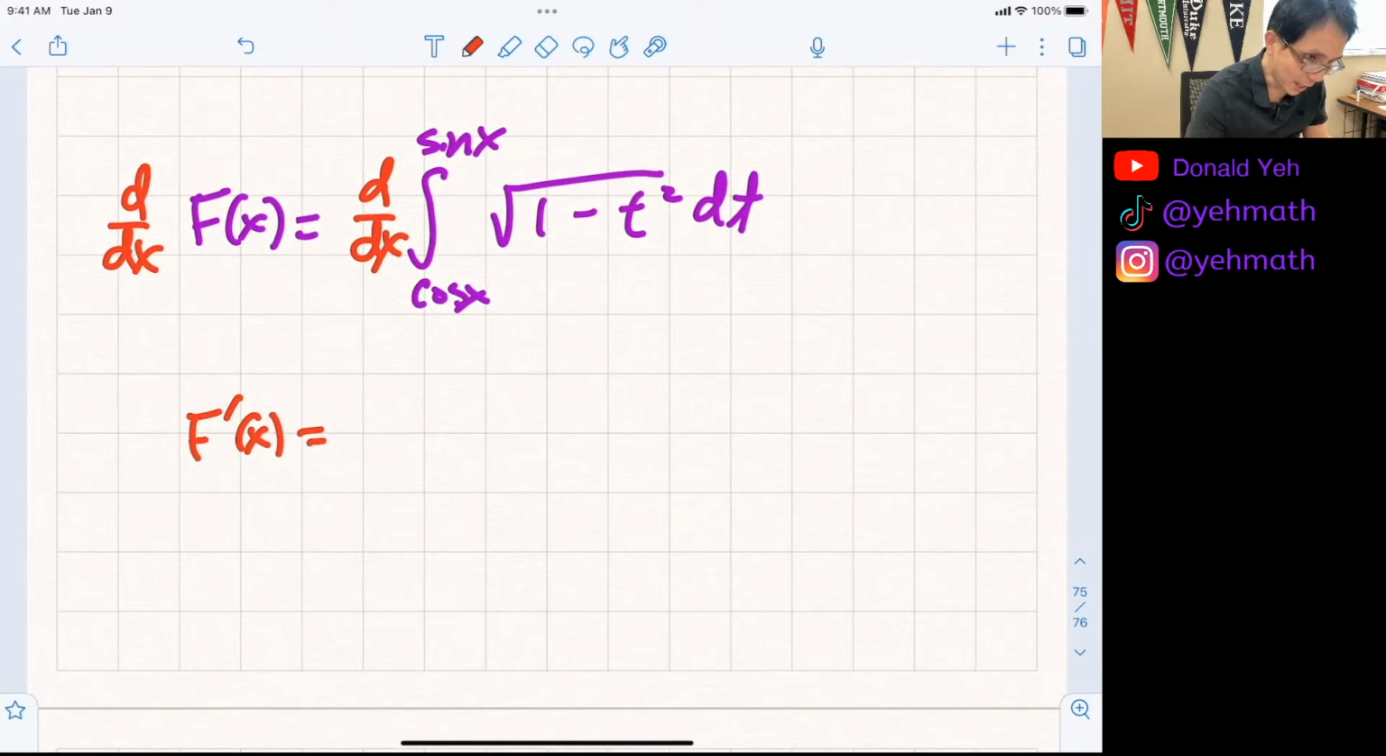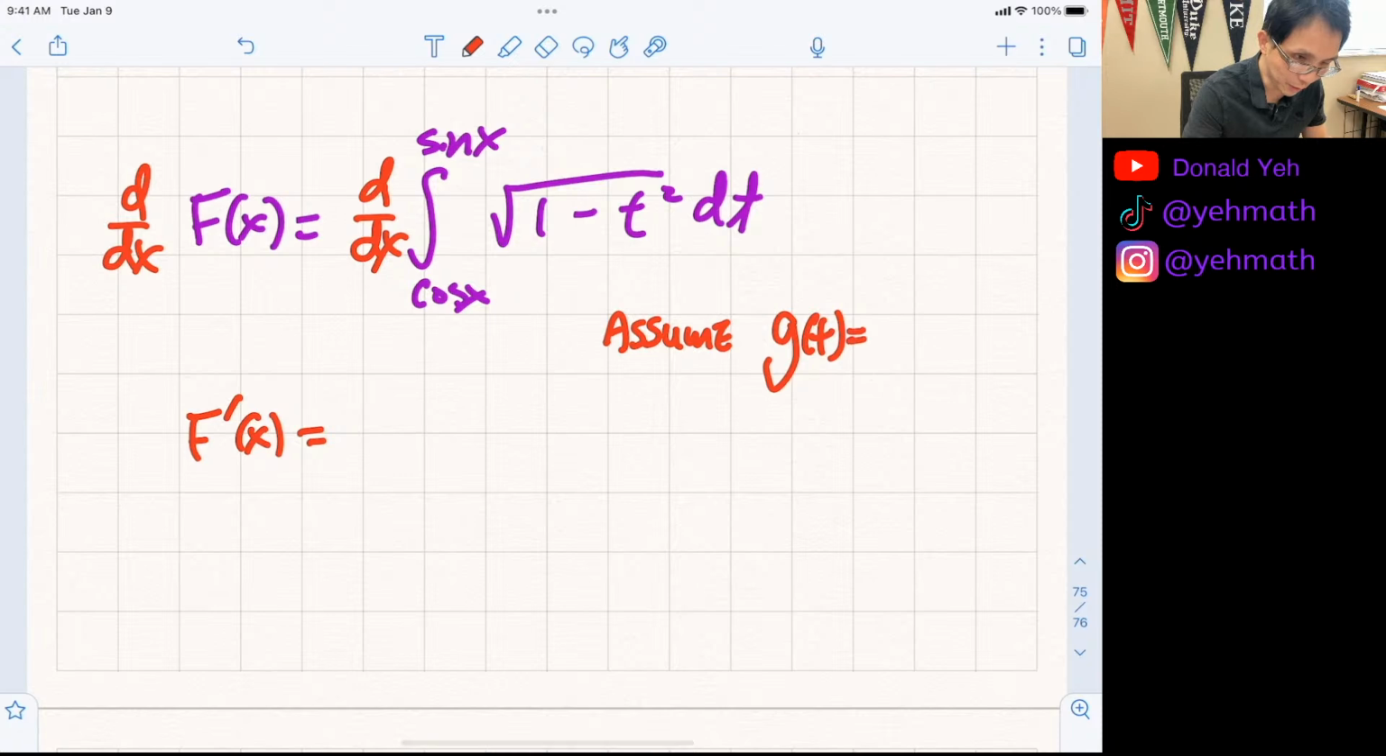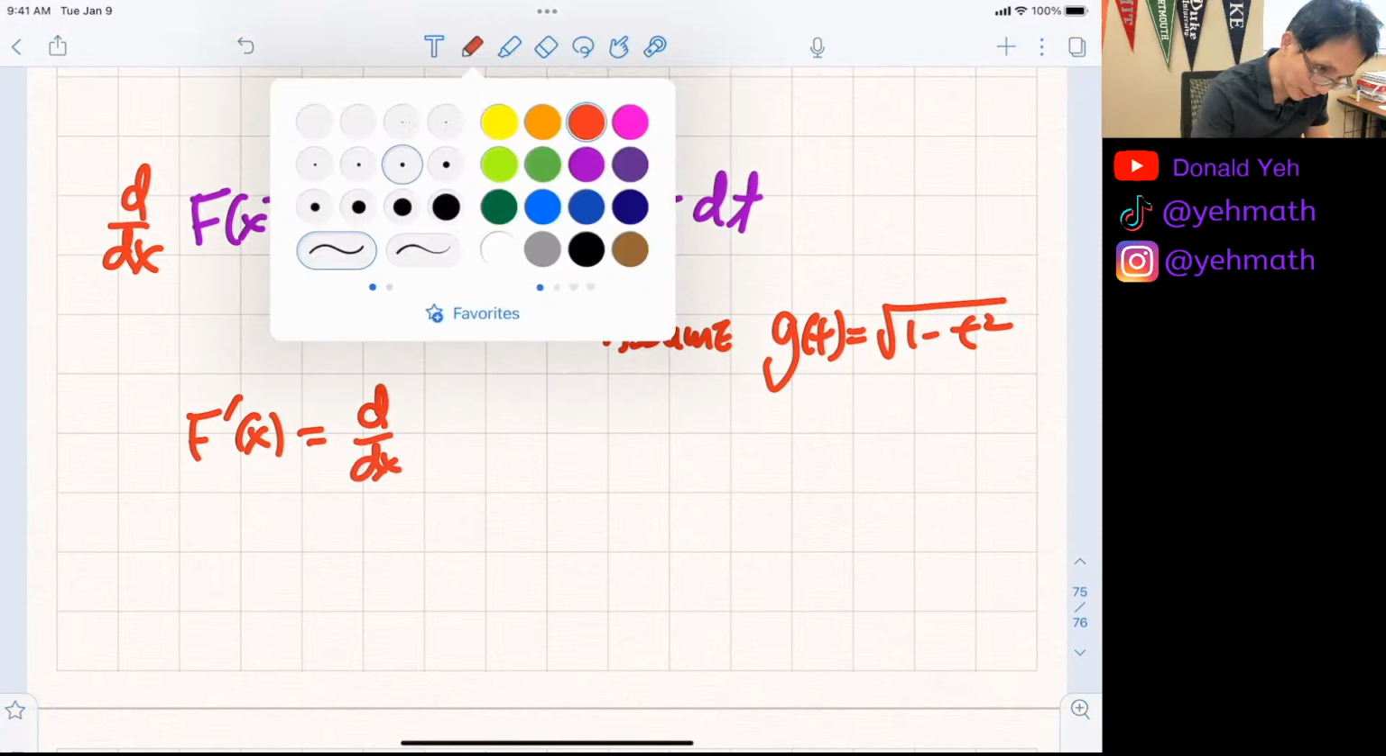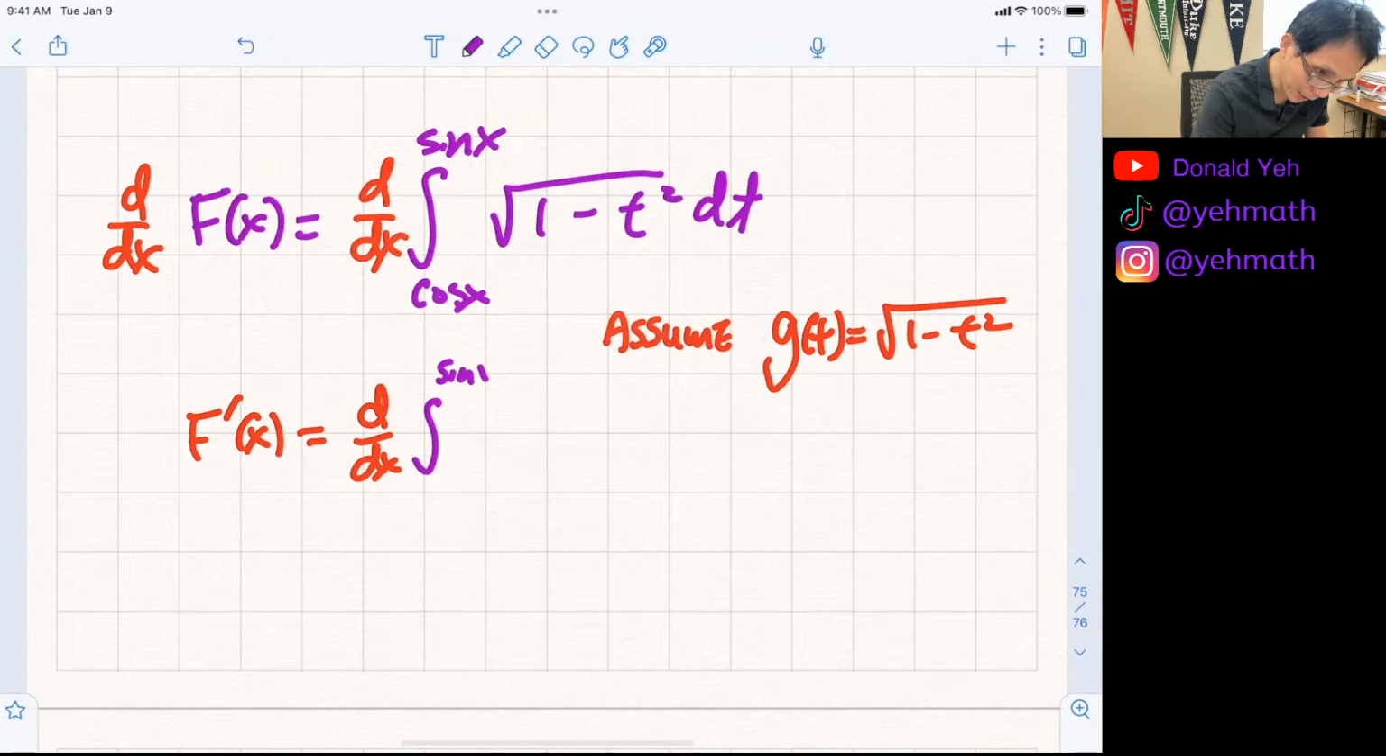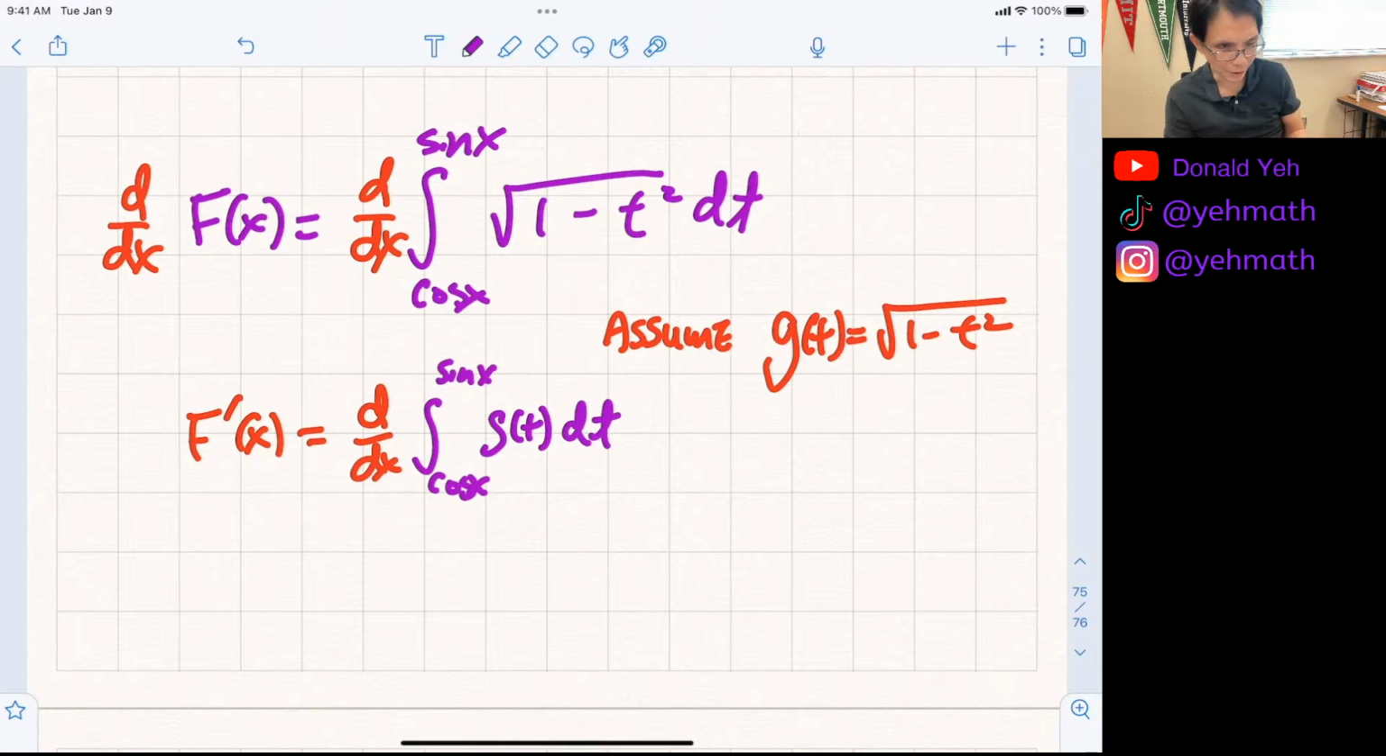So what I'm going to do is assume. Never assume. We're going to assume this function called g of t. Why g of t, not f of t? Because I don't want to confuse f and g. So assume g of t is equal to 1 minus t squared. And then I will have d/dx of the integral from sine of x to cosine of x, and I'm going to have g of t instead of that function. I don't really care what happens with g.